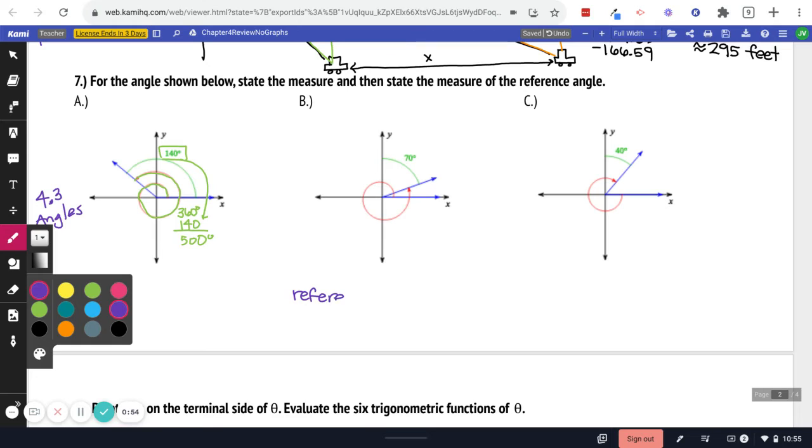Now, remember reference angles. Reference angles are acute and positive, and they are formed with the x-axis. So in terms of here, my reference angle would start here and go to the x-axis. So we're talking about this angle. I'll do it as a double.